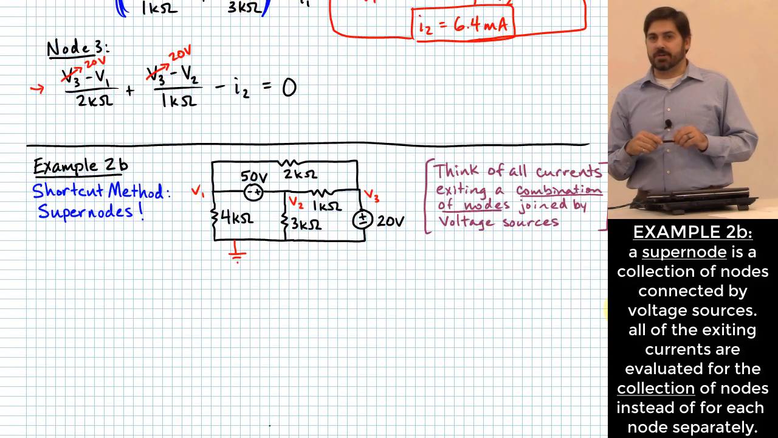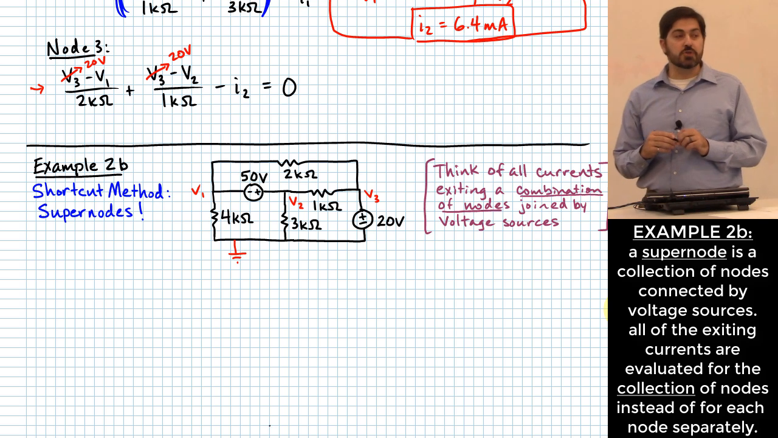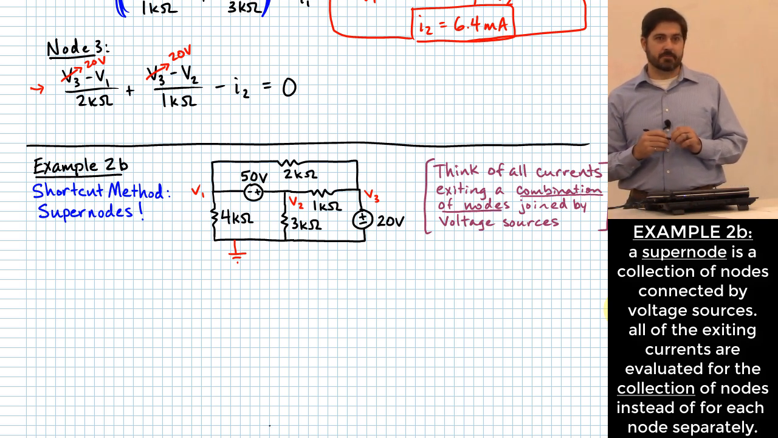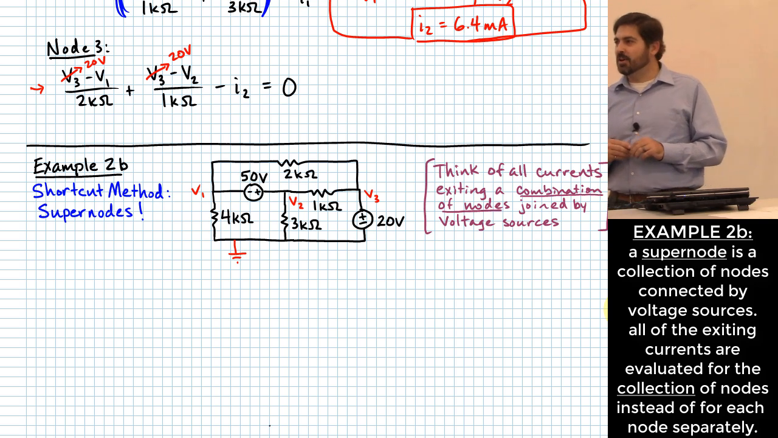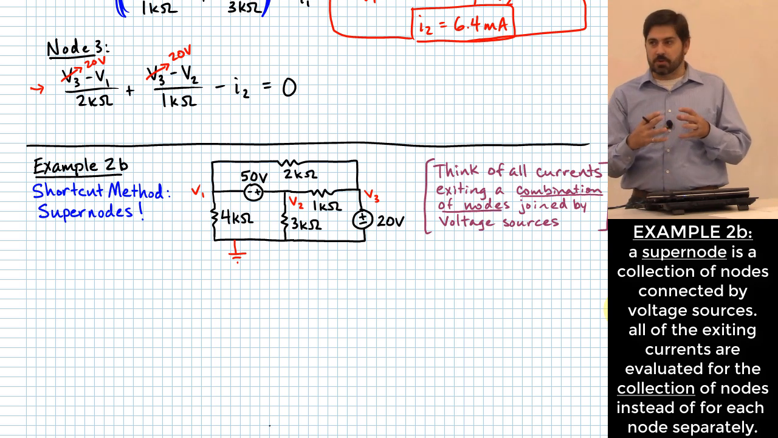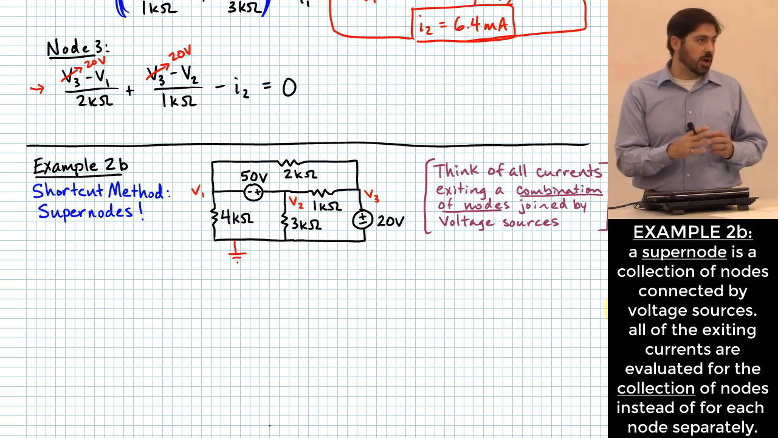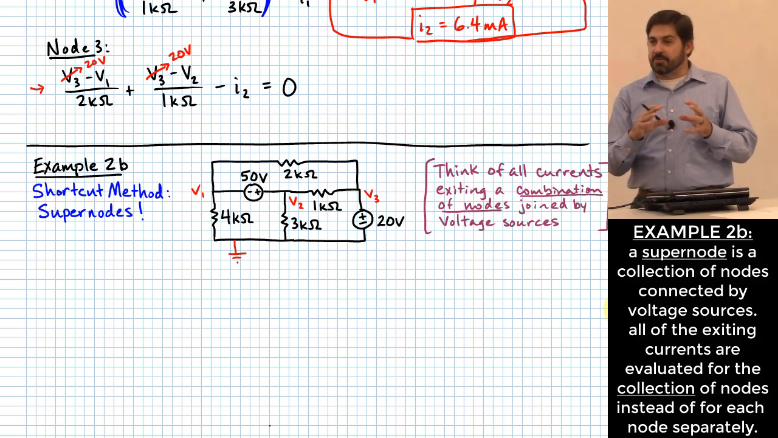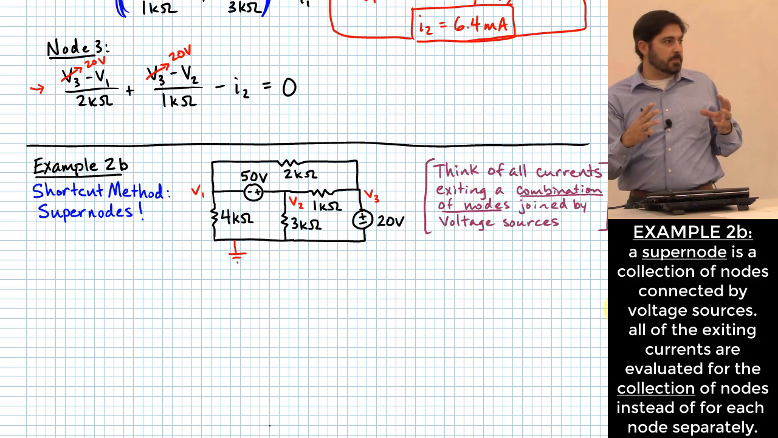There is a little bit of a shortcut we can do on that problem. Let me show you. The shortcut involves things that we call supernodes. That sounds made up, right? Yeah, I guess it kind of is. A supernode is a collection of a few actual nodes that are connected by voltage sources. When you do your Kirchhoff's current law equations, you evaluate all the entries and exits from that collection of nodes as opposed to just one node.